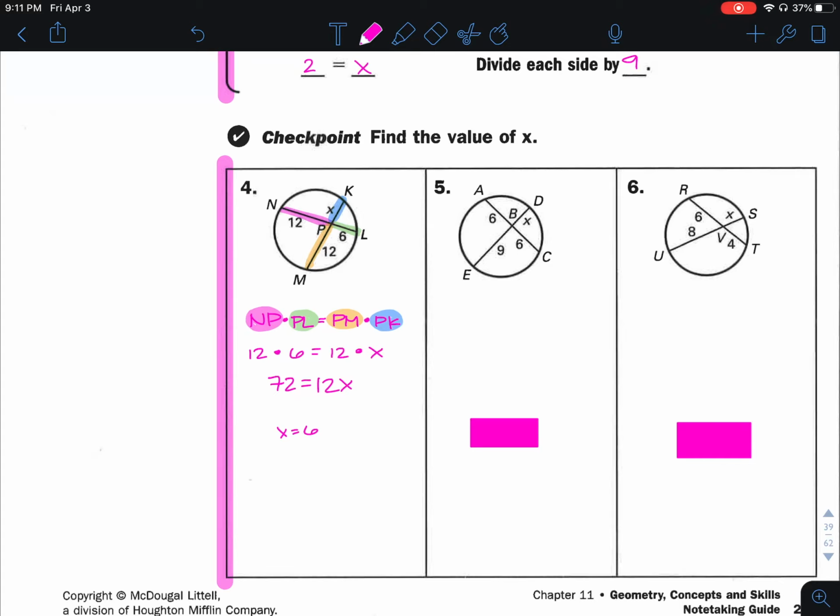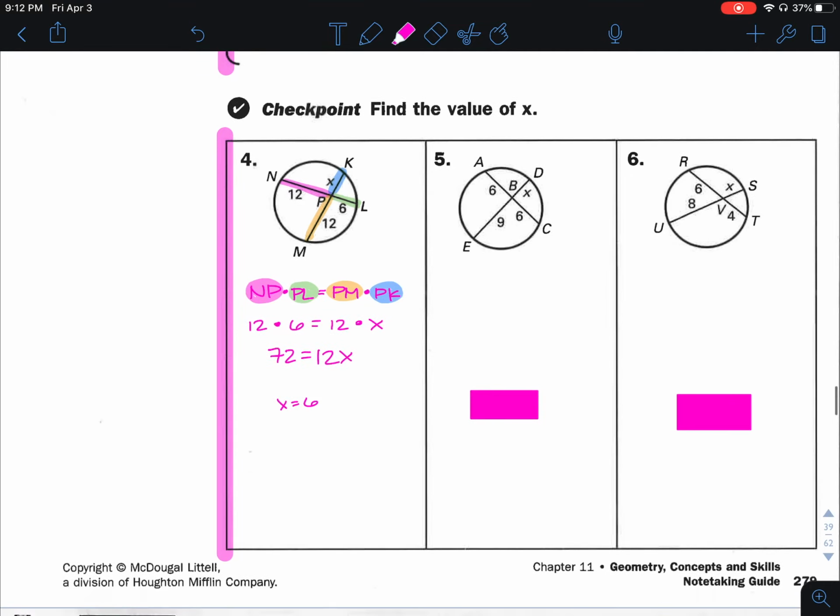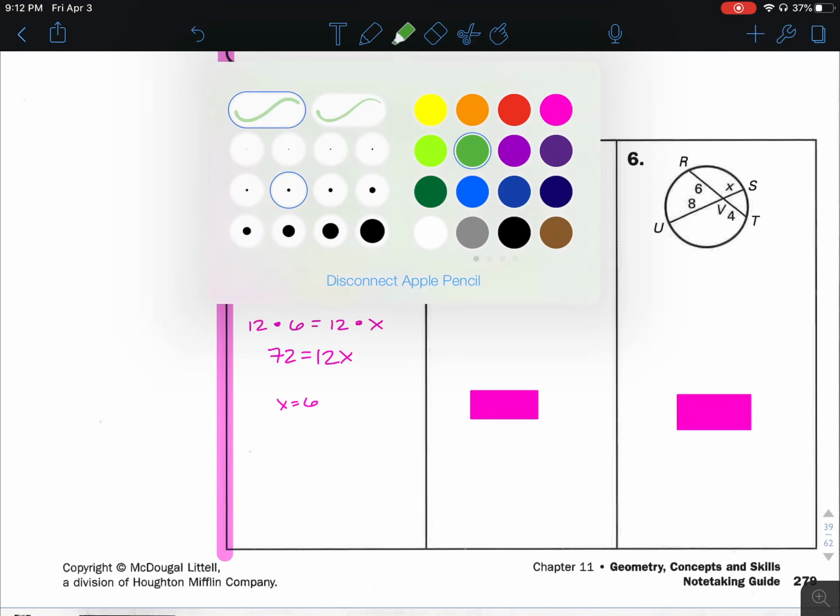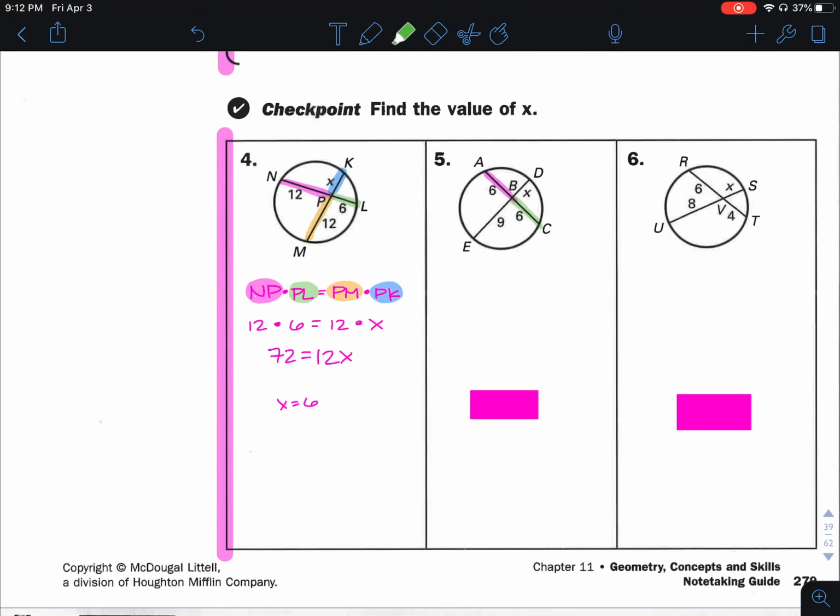Okay, again, this is a good point in the video to pause the video, try the next two on your own, and then play when you are ready. All right, so I'm going to continue. I'm going to start just coloring in some stuff. Again, I'm doing my green and my pink across from each other, and then my orange and my blue across from each other. Let's put some labels to these. So my pink is AB times my green, BC, equals my orange, BE, times my blue, BD.